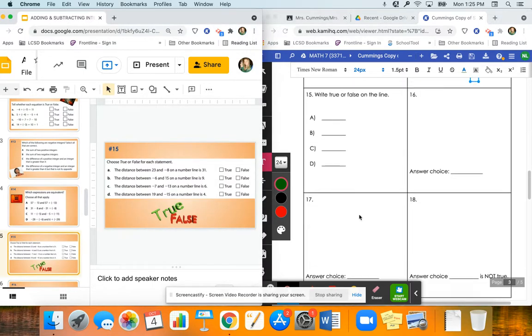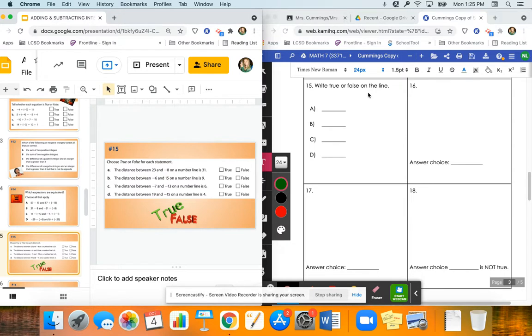Now we're on question number 15. Write true or false on the line. Choose true or false for each statement. A. The distance between 23 and negative 8 on a number line is 31. Is that true or false? You will write T or F. B. The distance between negative 6 and 15 on a number line is 9. Is that true or false? Write it on the line.